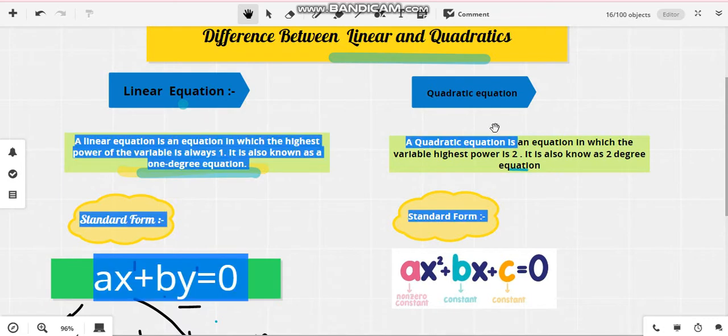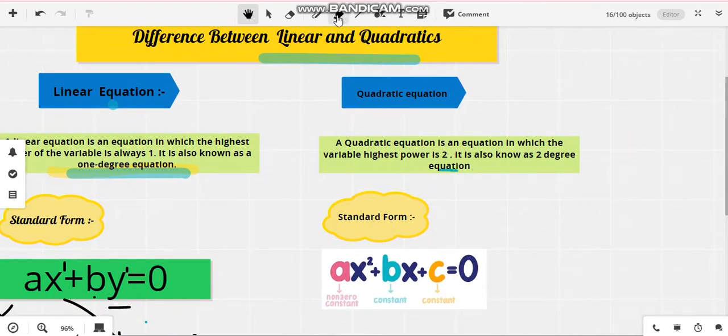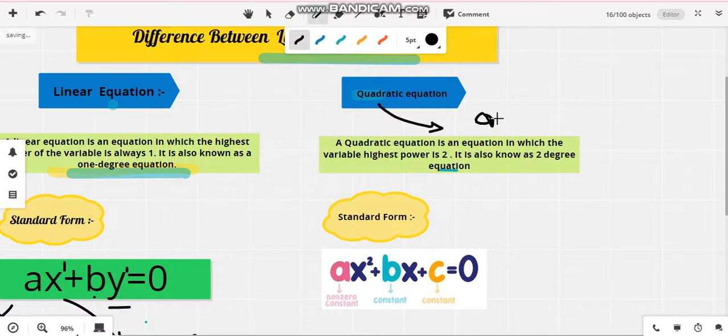In the quadratic equation, the word quad basically means 2. So a quadratic equation is an equation whose variable's highest power is 2. There are variables, but if you look at the highest power of the base of the variable, you will see that it's 2. So this is also known as a 2-degree equation.